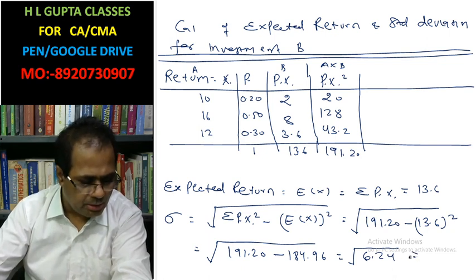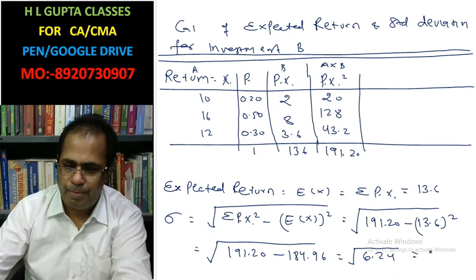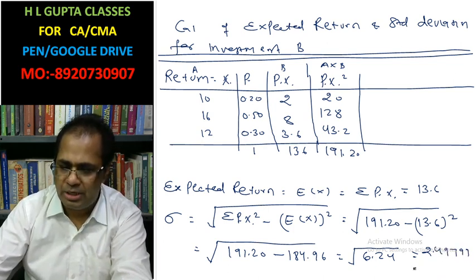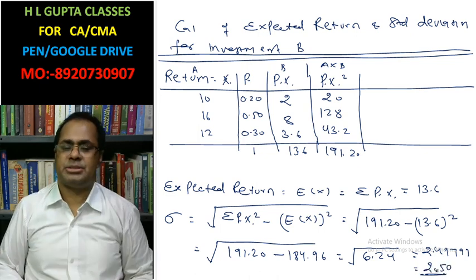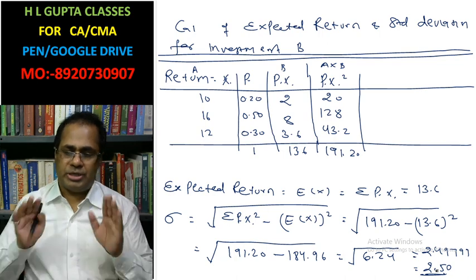The answer is 2.49799, which you can say is 2.50. This is your standard deviation.